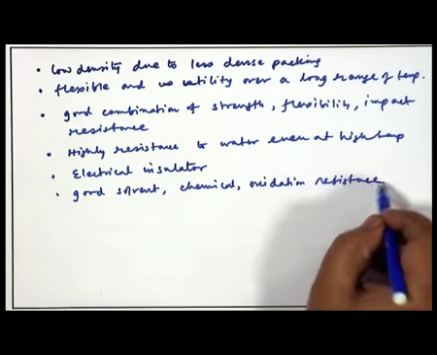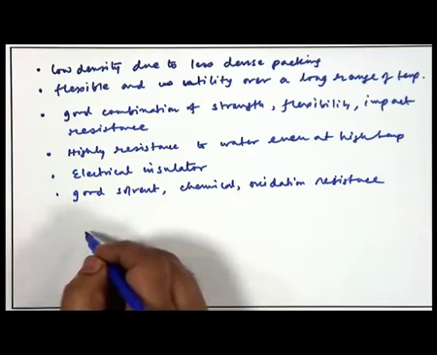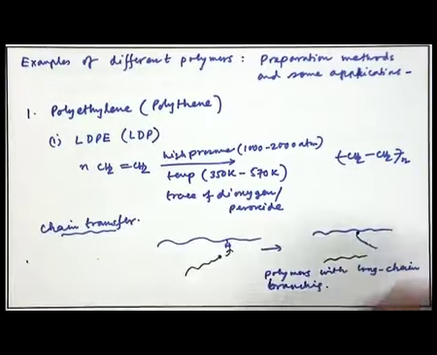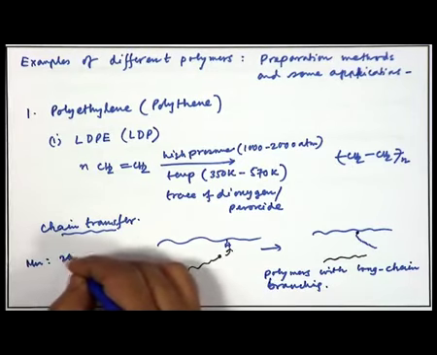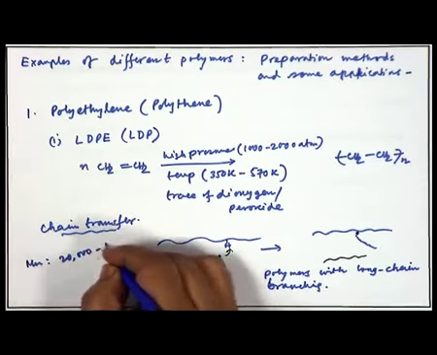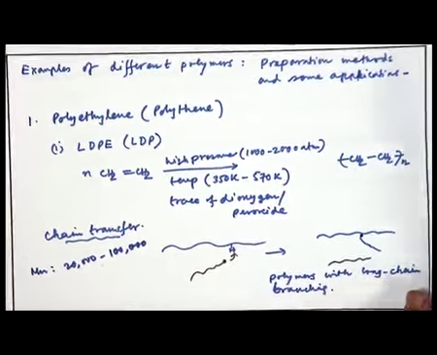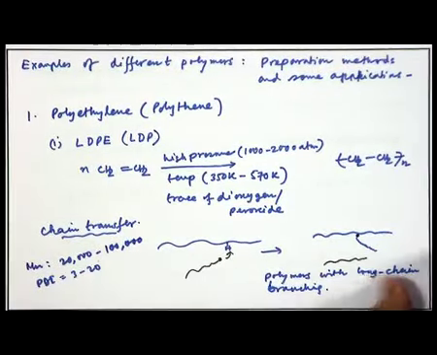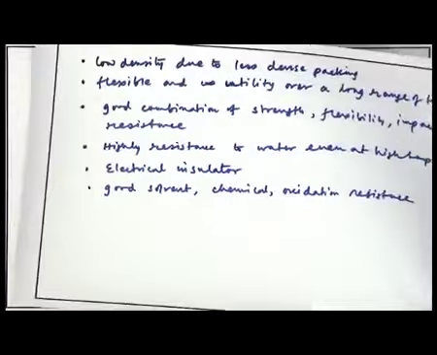This makes it a very useful material, and their typical molecular weight, as I said, is not very high. Typical Mn would be around 20,000 to 100,000, and a PDI value would be 3 to 20. So, we talked about low density polyethylene.